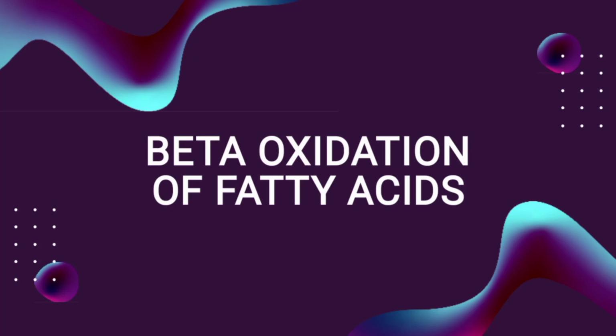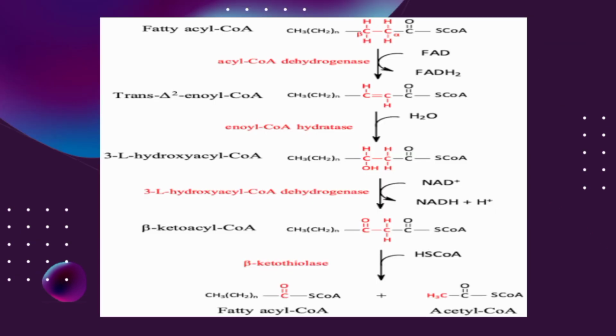Hello friends, today we are dealing with the beta oxidation of fatty acids. Each cycle of beta oxidation, liberating a 2 carbon unit acetyl CoA, occurs in a sequence of 4 reactions, that is oxidation, hydration, oxidation and cleavage.